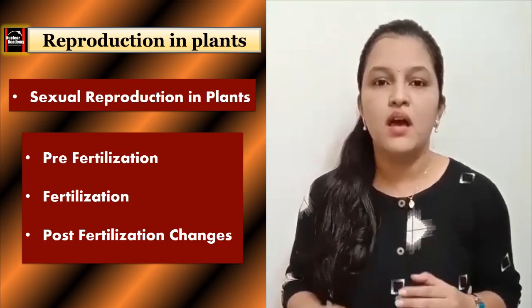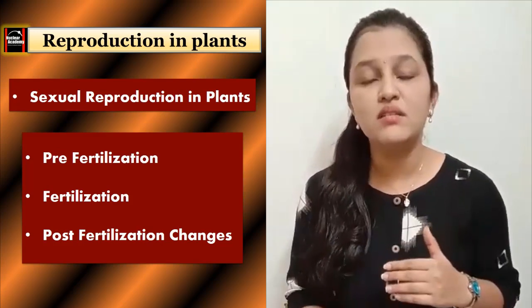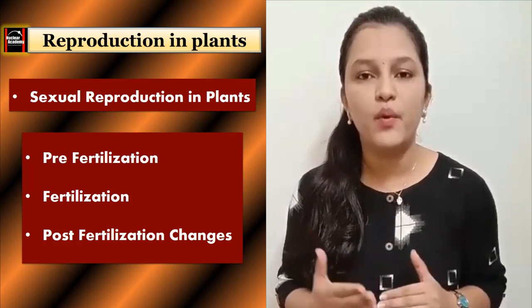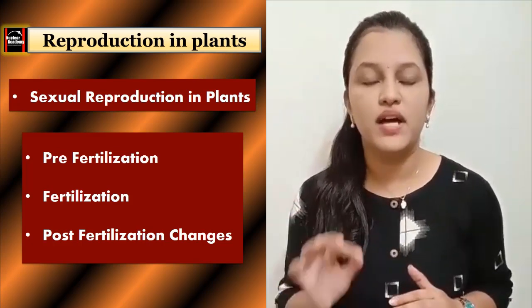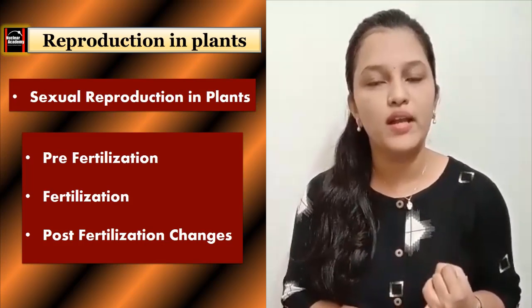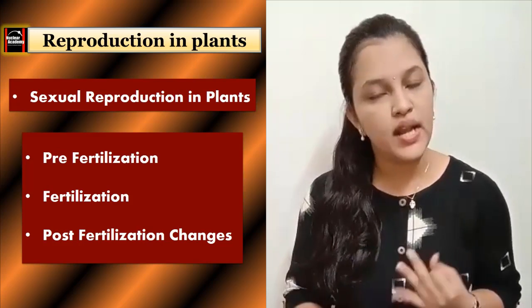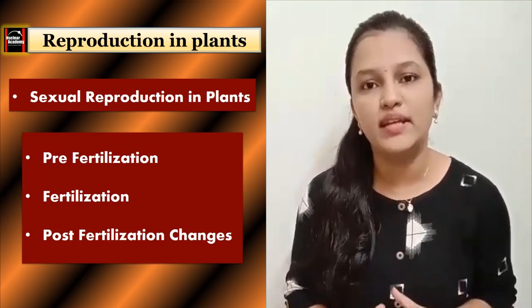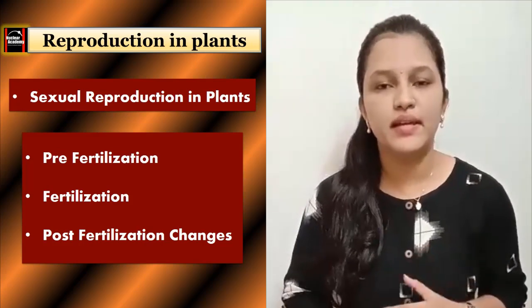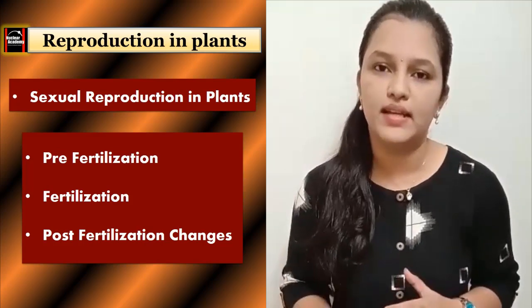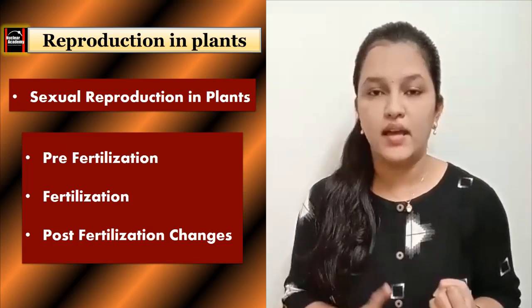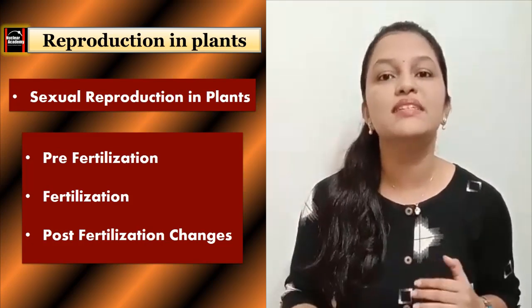pre-fertilization events. Now the second event is fertilization itself, but prior to fertilization a very important process occurs, and that is called pollination. So you will study the definition of pollination, the types of pollination and the different agencies of pollination. So overall you will study pollination in detail, and after pollination you will study the actual process of fertilization. Under fertilization you will study double fertilization in angiosperms, its process and its significance.